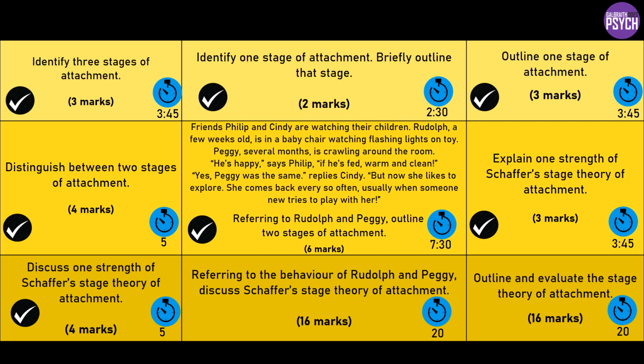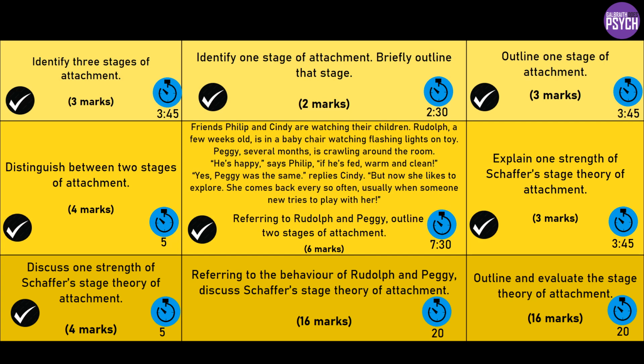Right, referring to Rudolph and Peggy, discuss the stage theory. So that's a 16 marker with a stem. We've already been through the knowledge really that applies for that 6 marker and the application. So we need to build a little bit more in, because in a 16 mark stem, there's probably going to be 6 AO1, 4 AO2, 6 AO3. So how are we going to bulk this out a bit? You need to talk about the other stages.